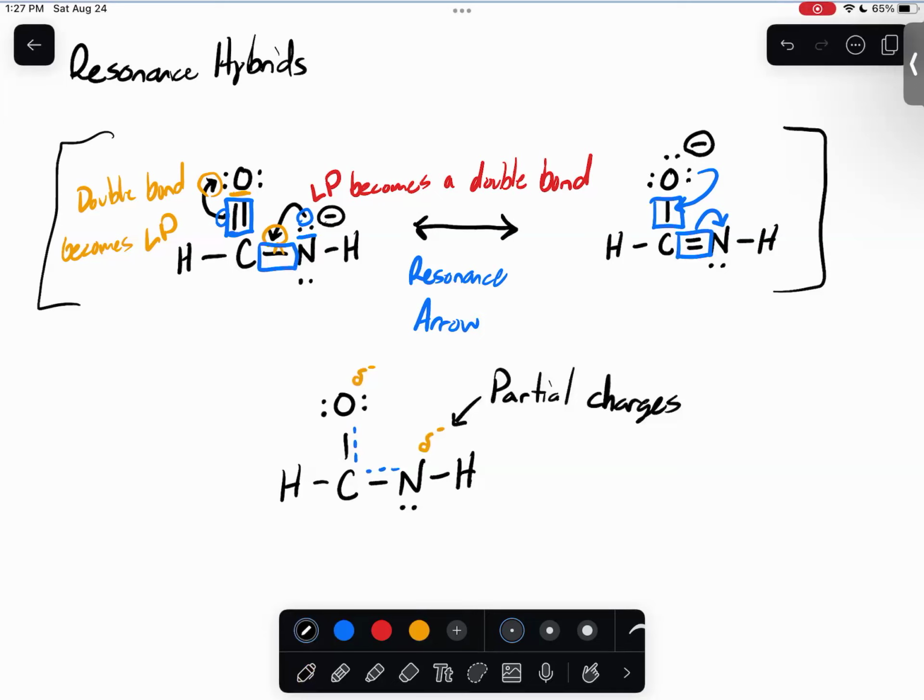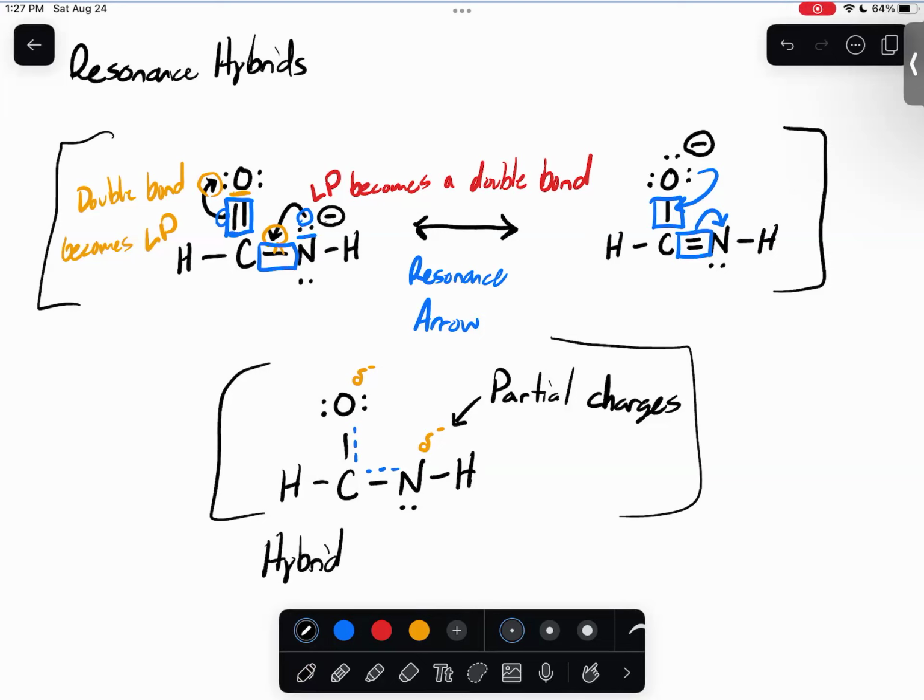And so this right here is what we call a resonance hybrid, right? This is the hybrid structure. So it's showing how those electrons are being shared. So this is kind of the basis of how resonance works. We're sharing electrons and it makes structures more stable.